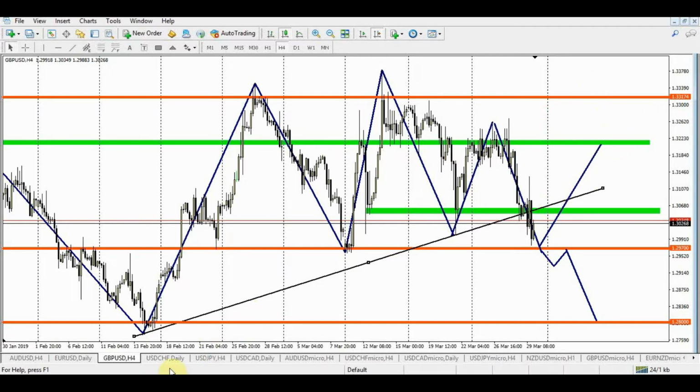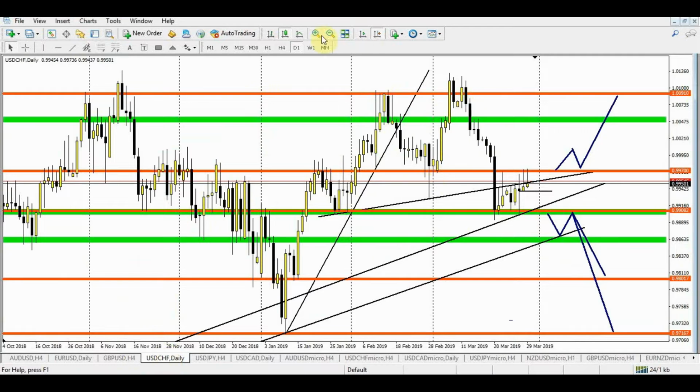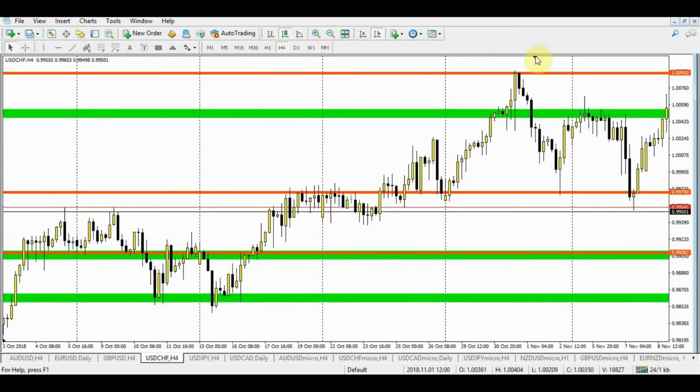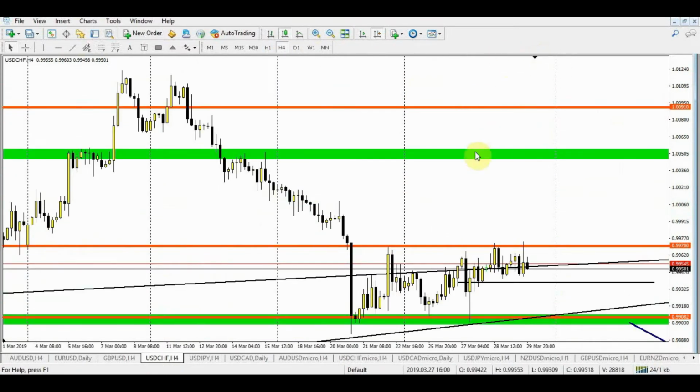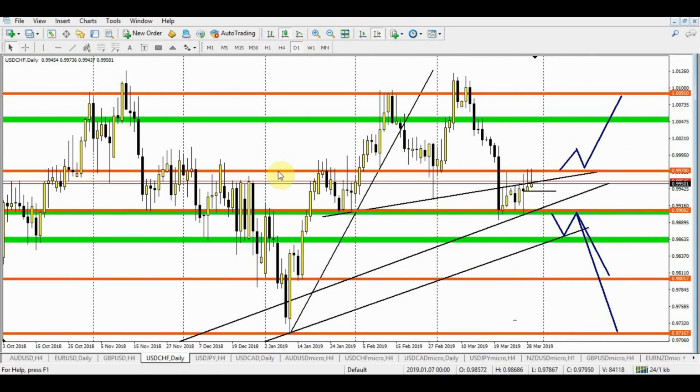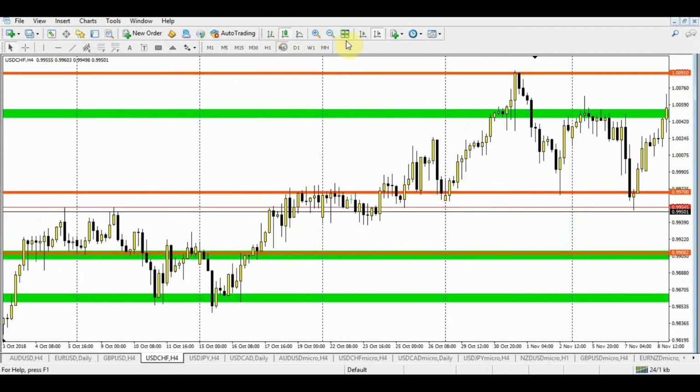Alright, USD Swiss franc up next, and what are we looking at on the daily? Let me jump to the 4-hour, to make it clearer for you guys. So daily, yeah, the bottom channel I was looking at, sorry.